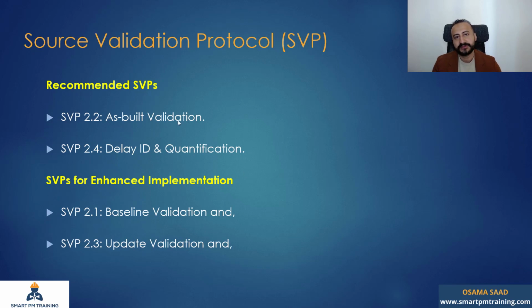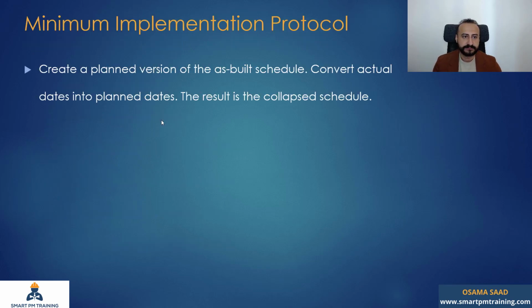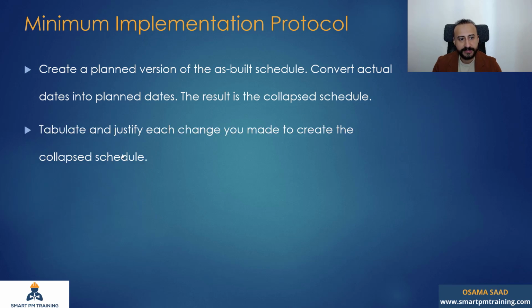I need the as-built information to convert the schedule, or create a new schedule, in as-planned form. This is the minimum implementation protocol under the RP. It's similar to what I have just explained. You want to create a planned version of the as-built, converting actual dates into planned dates. The result in this case will be a collapsed schedule. Tabulate and justify each change you made to create the collapsed schedule. That's why it's a very time-consuming method.